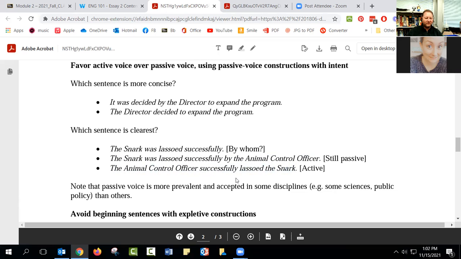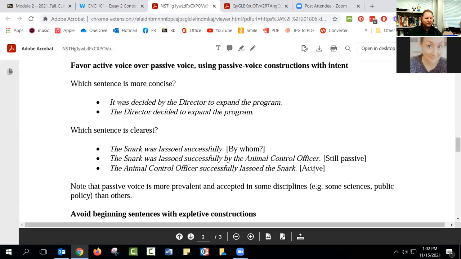This one just makes more sense. And this is a good example because I have no idea what a snark is, right? I meant to look it up and I didn't, but it doesn't matter. It's something that an animal control officer lassoed, so I would just say it that way: the animal control officer successfully lassoed the snark. Yay, makes perfect sense. So active voice is always going to be better.